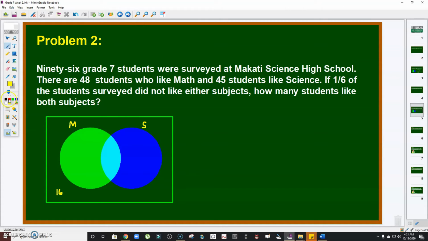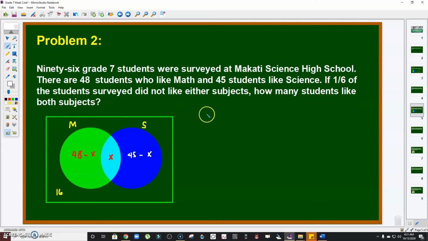Same as number 1. If I write X here, so for math, this one is 48 minus X. For the science, that's 45 minus X. There you go. See that? Same procedure, just like earlier.